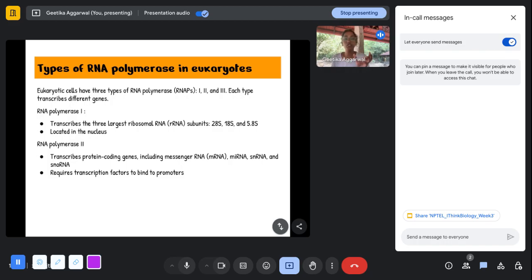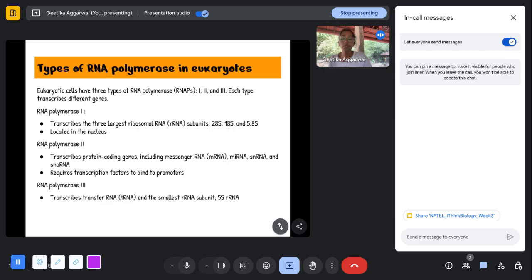Promoter is the sequence that I mentioned, which is present in front of the gene, which marks the start of the gene and where the RNA polymerase comes and attaches. So, transcription factors enhance the attachment of the RNA polymerase to these promoters to increase the transcription rate.